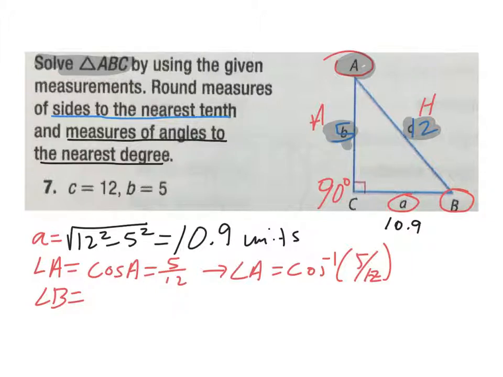Okay? What does that give me? Nearest degree. 65 degrees. Okay? That is correct.